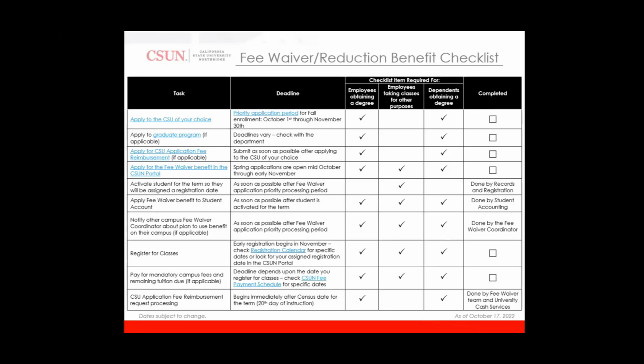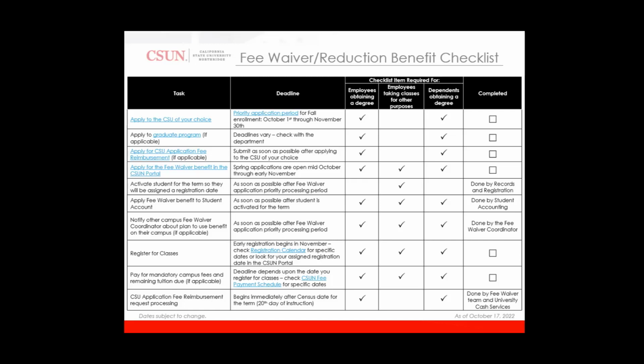I can go over a few of these to help better navigate. The first one applies to you if you are applying to the university of your choice. The deadline reads the priority application for fall enrollment October 1st through November 30th. But the priority application periods must be reviewed as each change depending on the term you're applying for. This task is then required for employees obtaining a degree or dependents obtaining a degree.